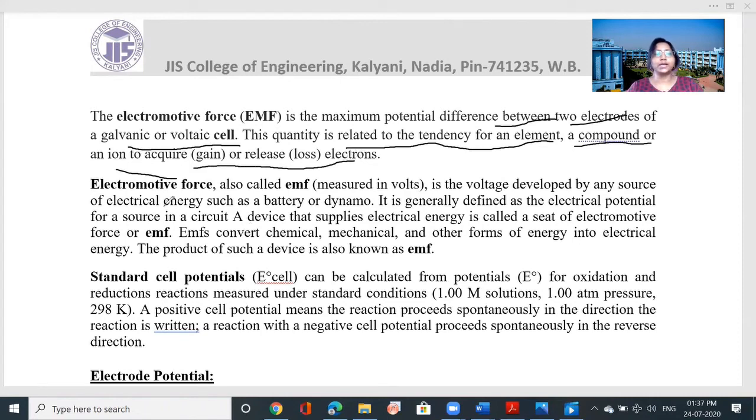Okay, so what is electromotive force? You have understood, that is called EMF, the voltage developed by any source of electrical energy such as a battery or dynamo. It is generally defined as electrical potential force or EMF. So now how can we calculate EMF?